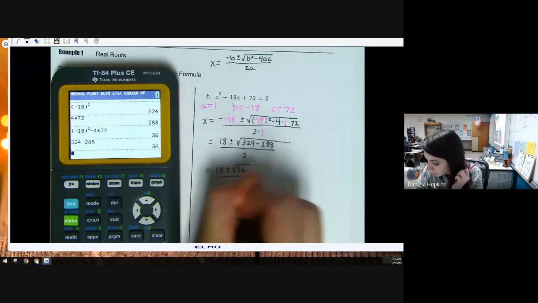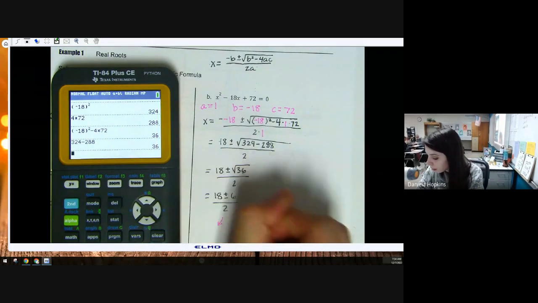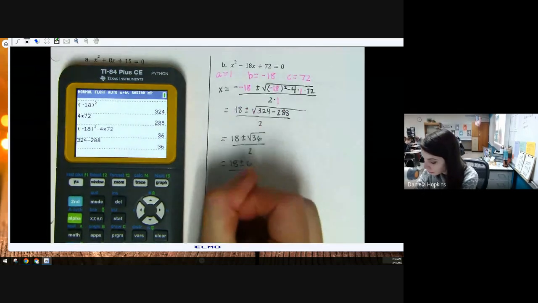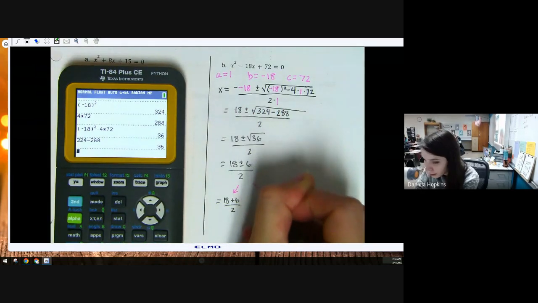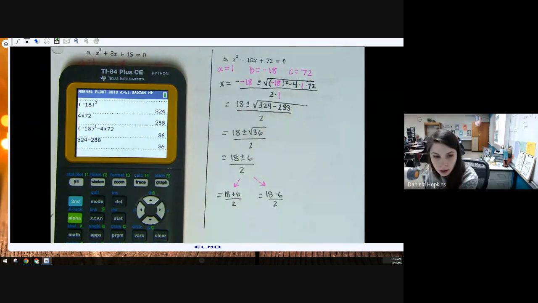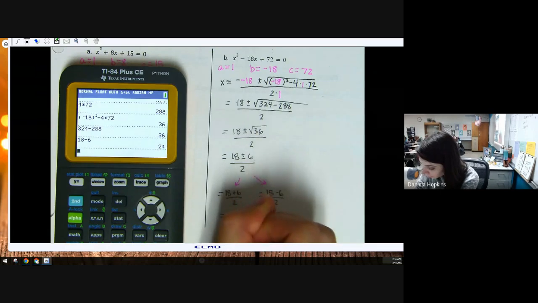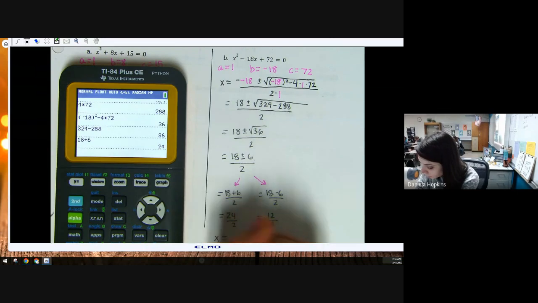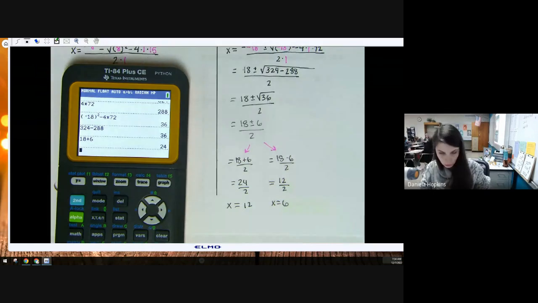Okay. So at this point, again, Molly's correct. We could technically reduce all of these by 2. Or if you would like to be safe and just have a routine that always will work, split these off. You can make this 18 plus 6 over 2, 18 minus 6 over 2. 18 plus 6, because my brain doesn't work this morning, is 24 over 2. This is 12 over 2. So you end up with x equals 12 and x equals 6. Again, those are numbers you could check on your calculator.